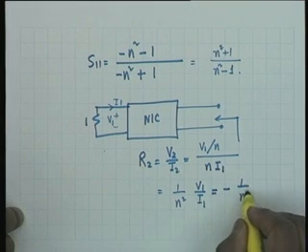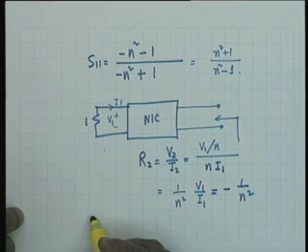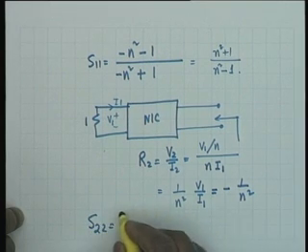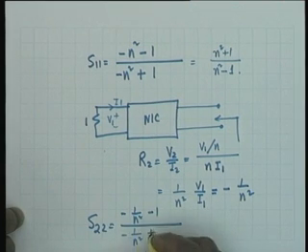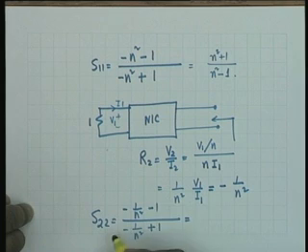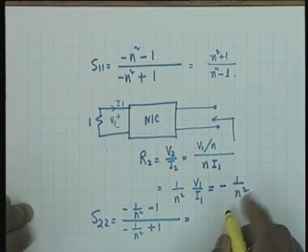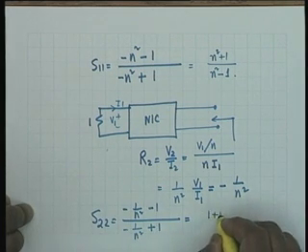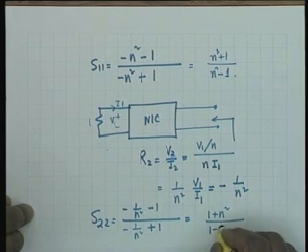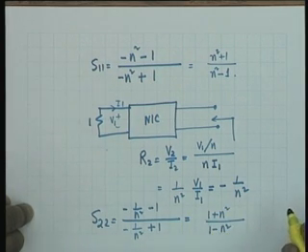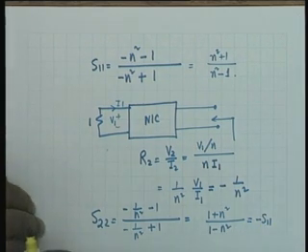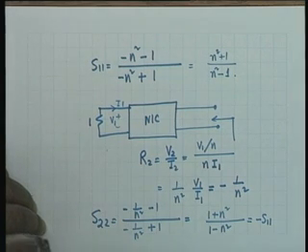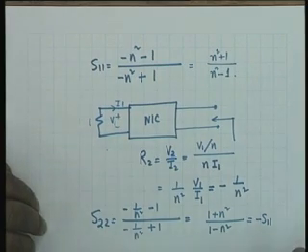Therefore S22 is equal to minus 1 over N squared minus 1 divided by minus 1 over N squared plus 1, which is equal to, if I multiply by minus N squared, 1 plus N squared divided by 1 minus N squared. And you notice that this is exactly equal to minus S11. Alright? This is not true in general. In general, for any non-reciprocal device, this is not correct. This is true only for this specific case of NIC.